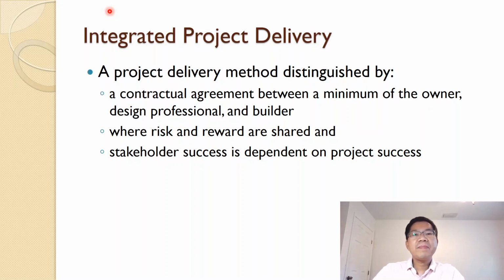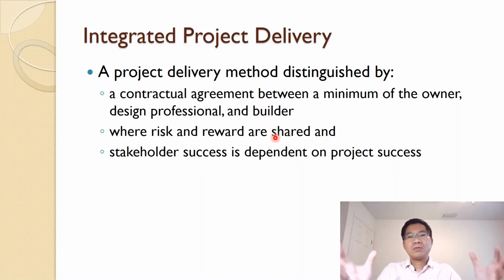So a project delivery method distinguished by what? A contractual agreement between a minimum of the owner, design professional, and builder. Typically, a contract is only between two parties, the designer with the owner, or the contractor with the owner. But in this case, integrated by name implies the agreement is a multiple-party agreement: the owner at least, design professional, and builder. So at least three, but it can be more. And the risk and reward are shared.